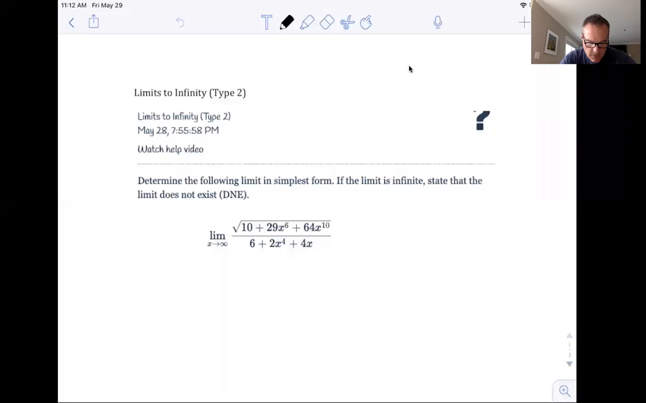Okay, gang, in this video, we're going to look at some limits to infinity. And type 2 just means that the functions we're dealing with are a little more complicated than your average function. And you can see in this first example here, you have kind of a hybrid between a rational function and a radical function. The numerator is radical, but overall it's a big fraction, which makes it rational.